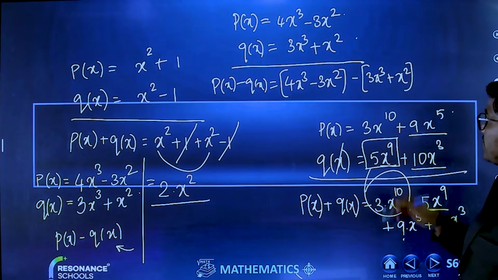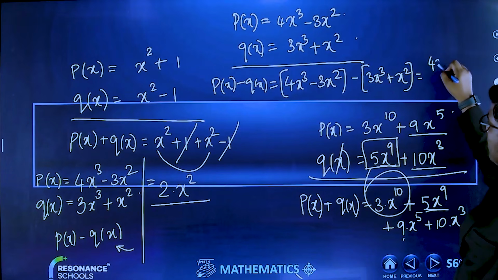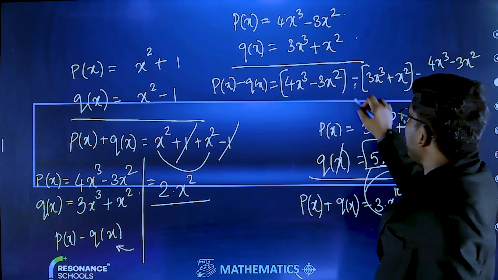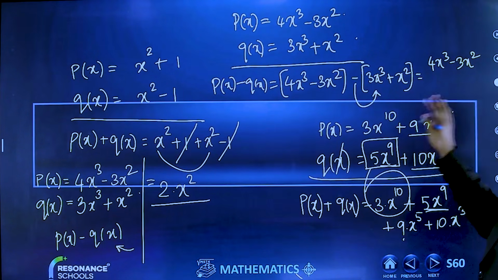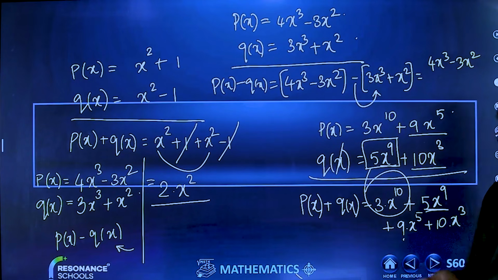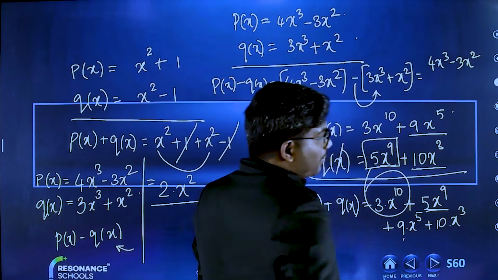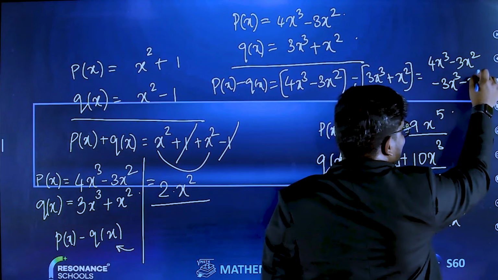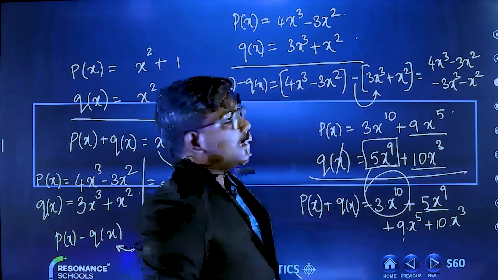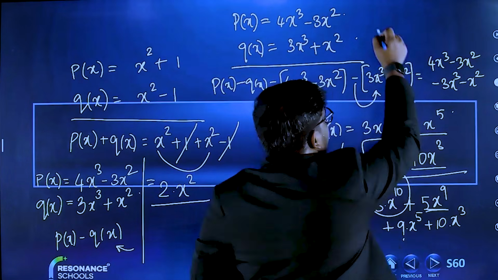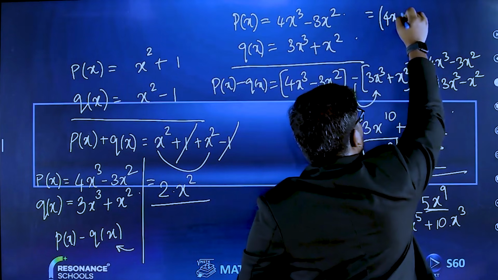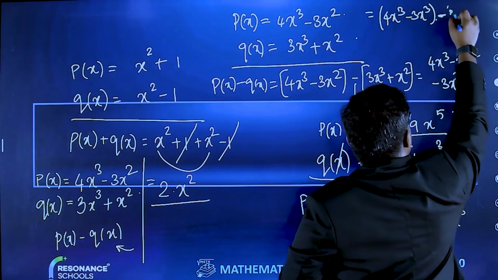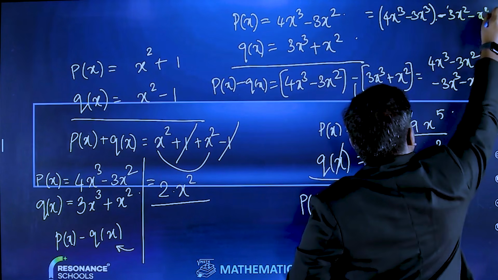Now, 4x cubed minus 3x square will stay as it is. If this minus goes inside, it will be distributed to both the terms, right? Distributive law. Now since it will be distributed to both the terms, they will become minus 3x cube minus x square. Now try to group the like terms. The like terms are 4x cube minus 3x cube, minus 3x square minus x square.